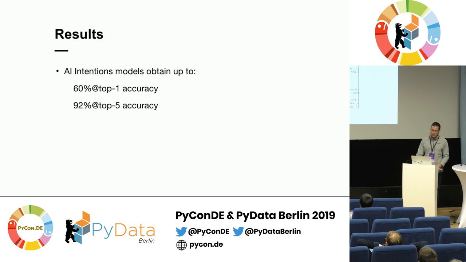And as a result, we get 60% accuracy for top 1 intention and 92% for top 5, which is quite good, taking into account the fact that it's five options after you, let's say, upload your CSV file.